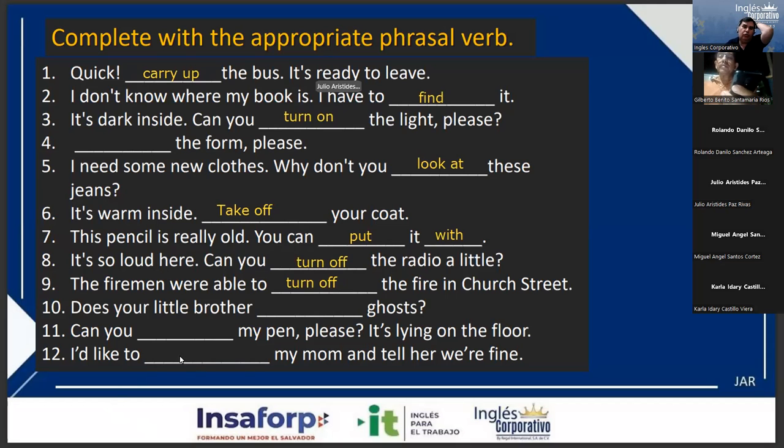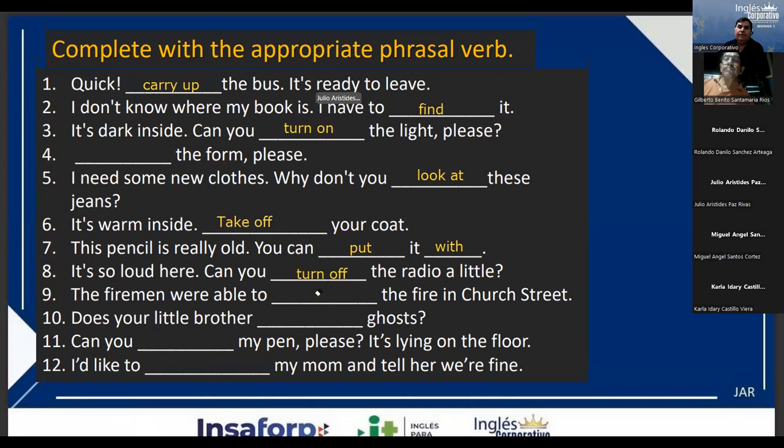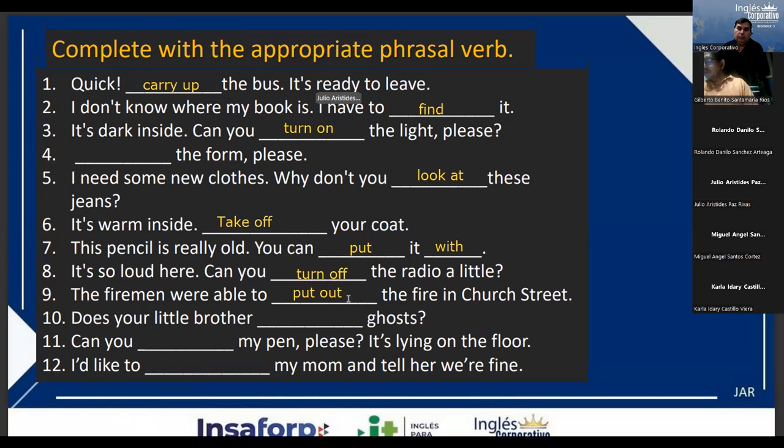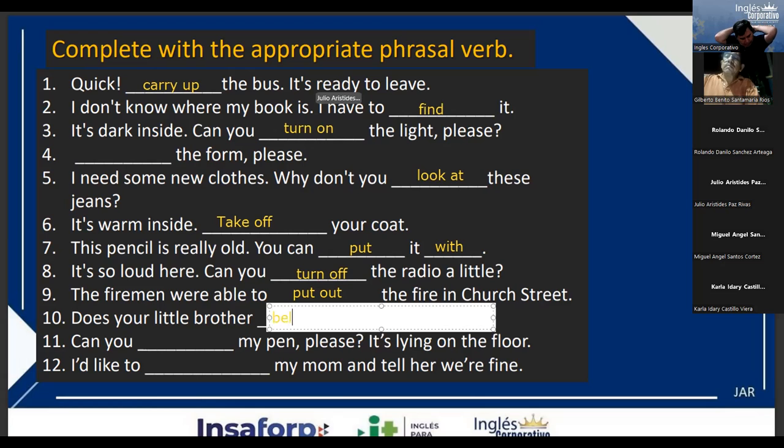The firemen weren't able to put out the fire in Church Street. Put out. Not turn off. Put out. Get over, superalo. Believe in. Does your little brother believe in ghosts?